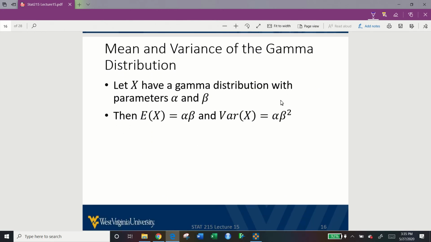As we talked about with the exponential distribution, we do want to talk about the mean and the variance formulas. For the gamma distribution, the expected value of x is alpha multiplied by beta, and the variance of x is alpha multiplied by beta squared. If you remember, the exponential mean and variance were almost identical to those for the gamma distribution, only there is no alpha parameter.